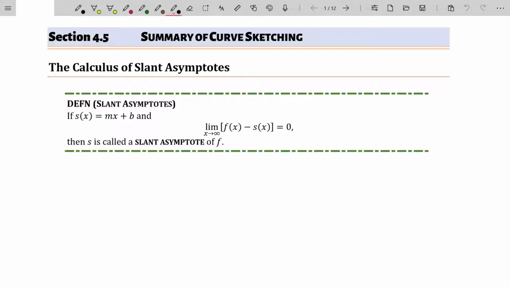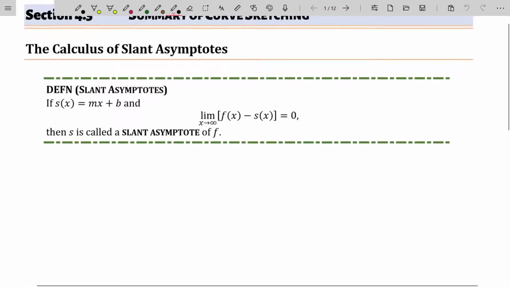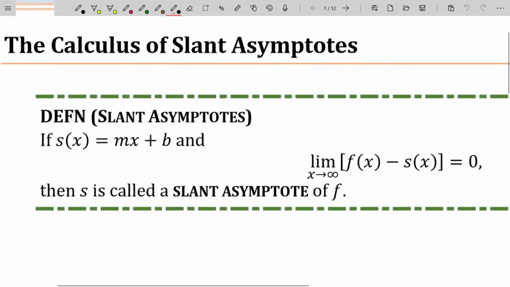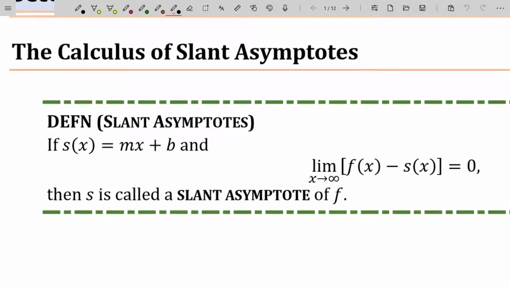Before we go any further, we just need one last little piece of information, and that's the calculus of slant asymptotes. And I actually like to call these oblique asymptotes, honestly, because slant asymptote only works if you have an asymptote that's maybe a line, like 3x plus 10 or something like that. But in reality, an oblique asymptote is anything that exhibits the end behavior of the function. It doesn't need to be a line. So it could be a parabolic path or something like that.